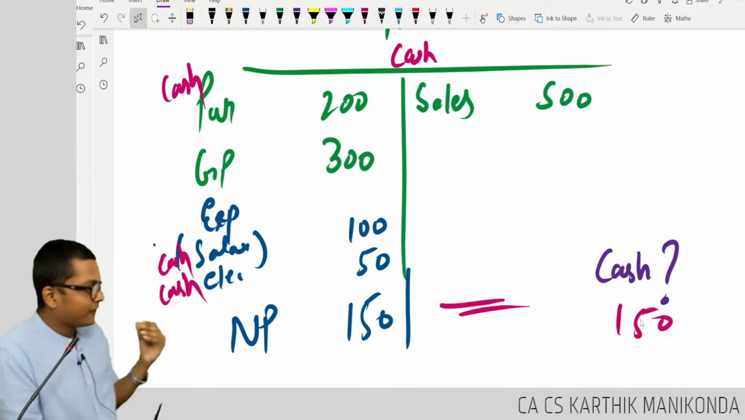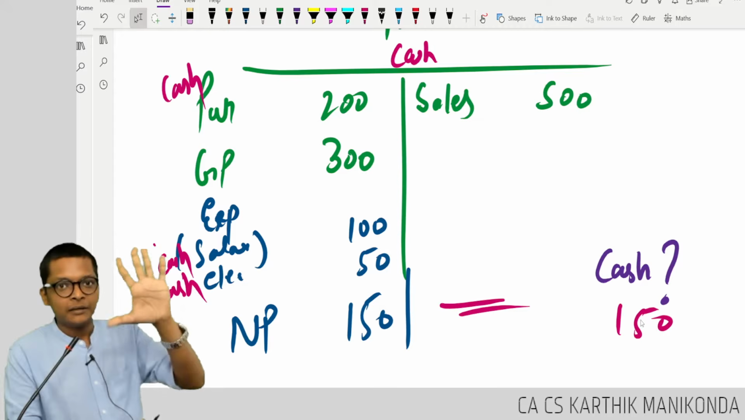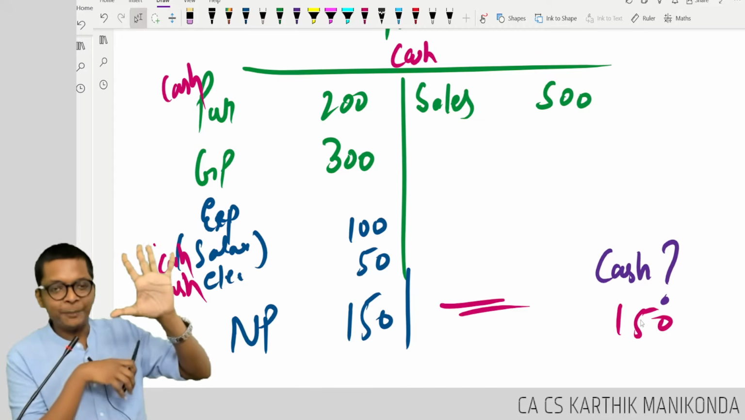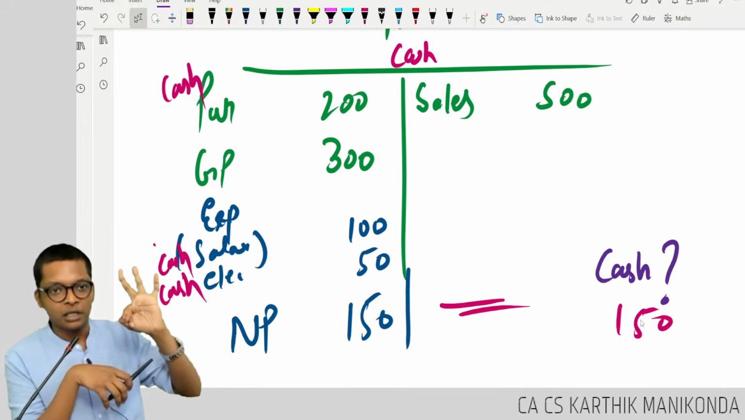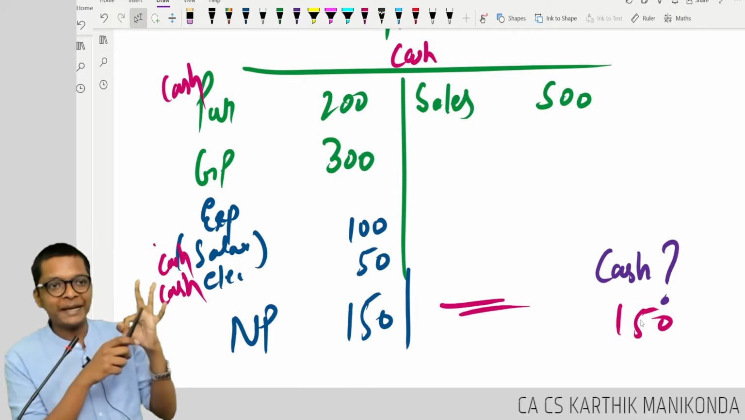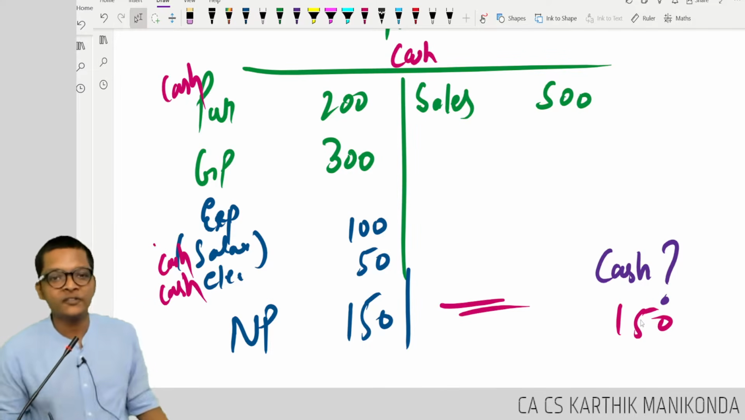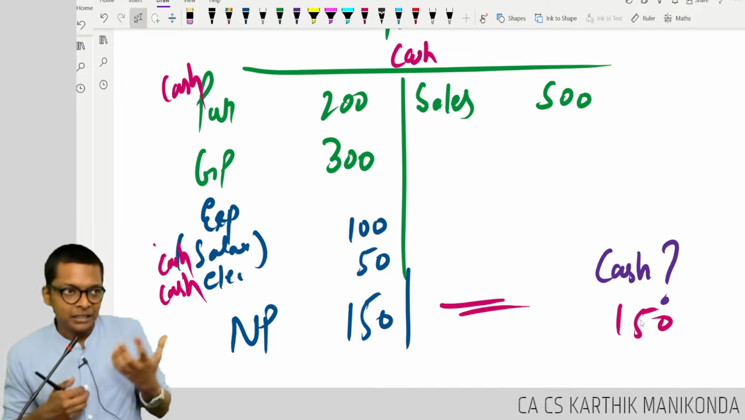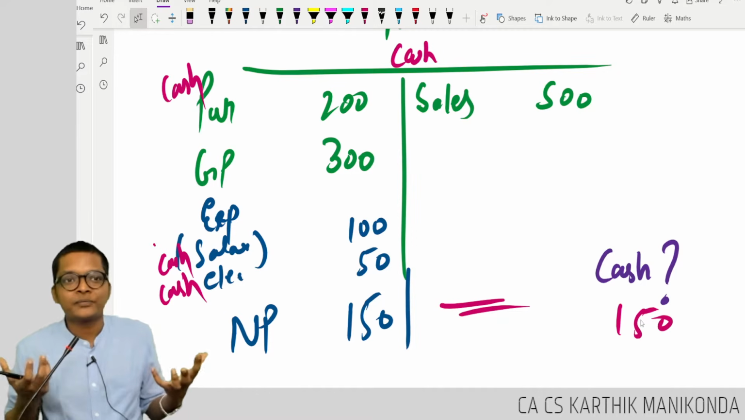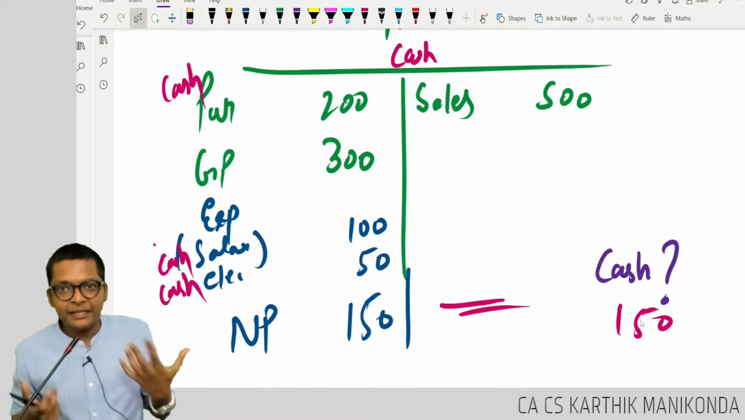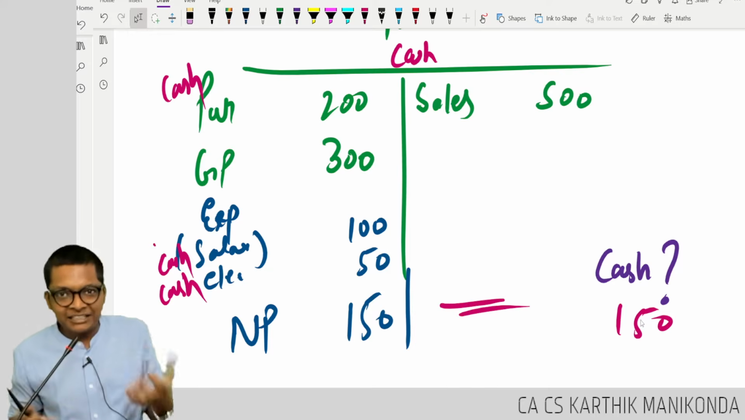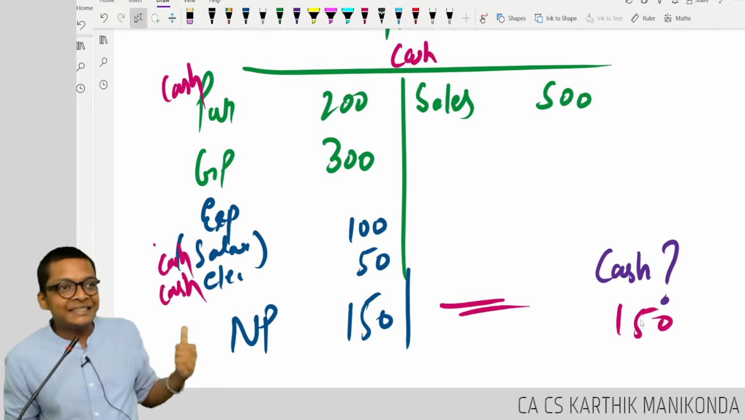Why? Because when I sold goods for 500, with me I have 500 rupees. Then I purchased for 200, so I have left 300. Then I paid 150 rupees, so you have 150 rupees left. Are you following, guys? Net profit is equal to my cash in hand. In which example? This example.